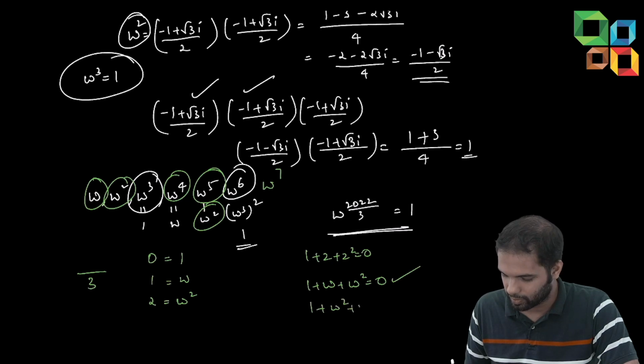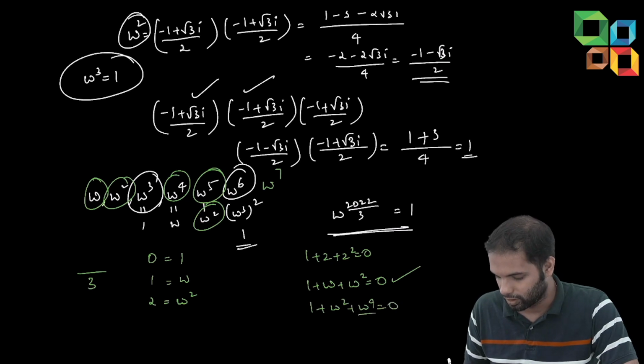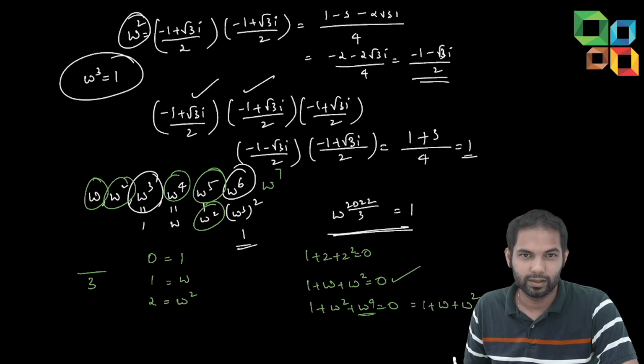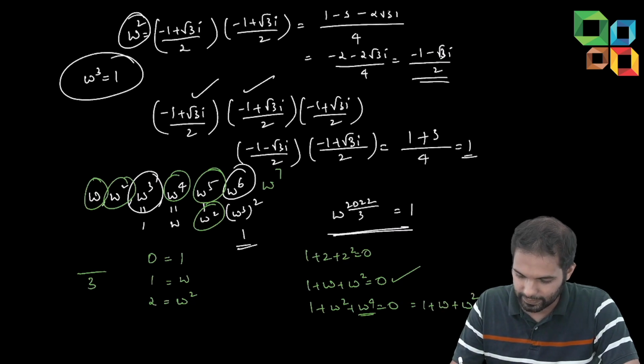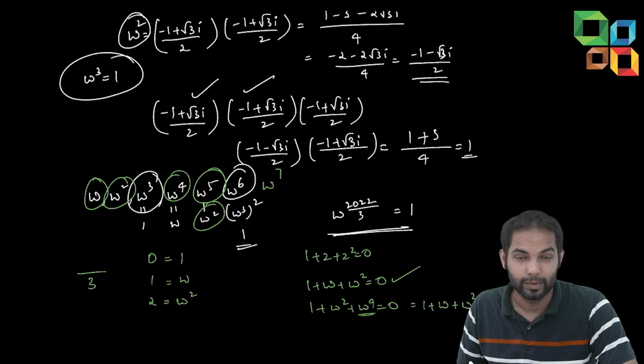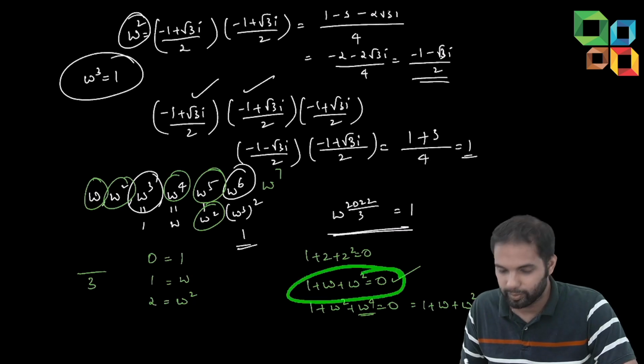So 1 plus omega square plus omega power 4 is equal to 0. But we already know omega power 4 is nothing but omega itself. Sorry, omega power 4 is omega itself. But we have omega square here, which I have written down here, right? So you still get 1 plus omega plus omega square equal to 0. This is also an important property.